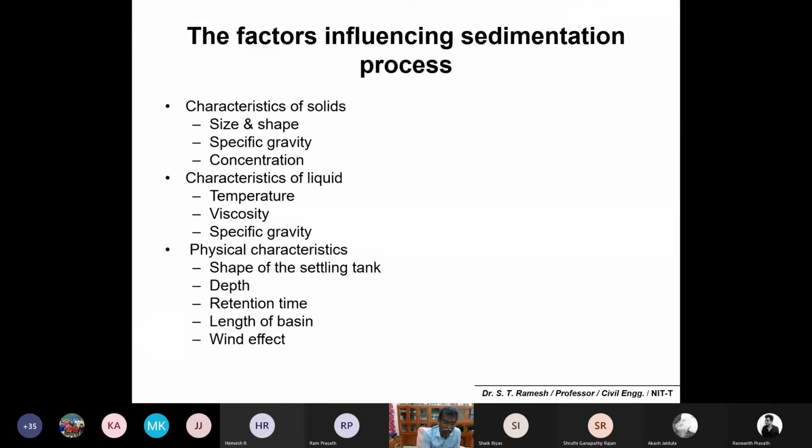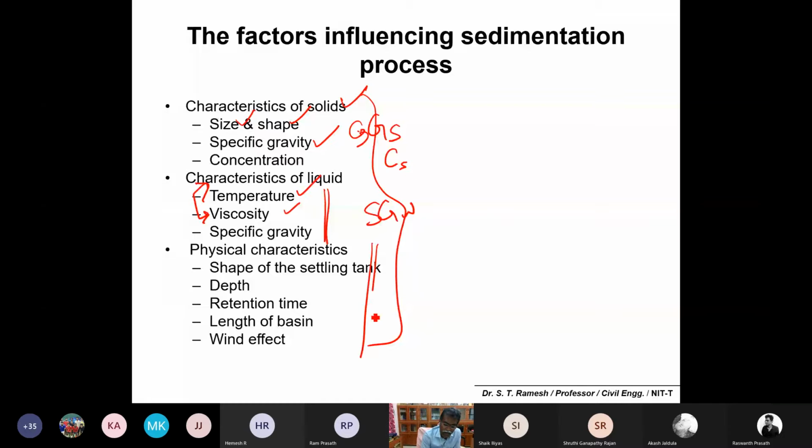Number one, the characteristics of the solids, which include size and shape, specific gravity of solids, and concentration of solids. Then the characteristics of the liquid: temperature and viscosity, which are interrelated, and the specific gravity of water. And the physical characteristics of the tank, which include shape, normally rectangular or circular, and depth of the tank.